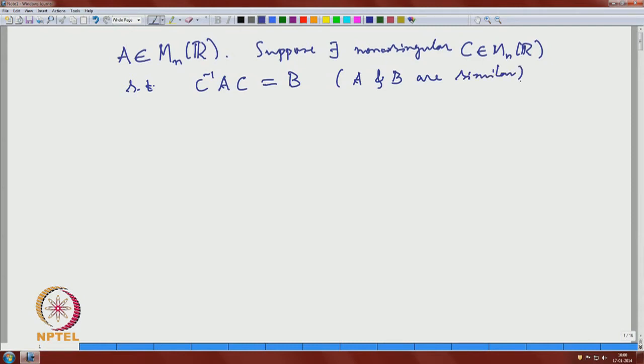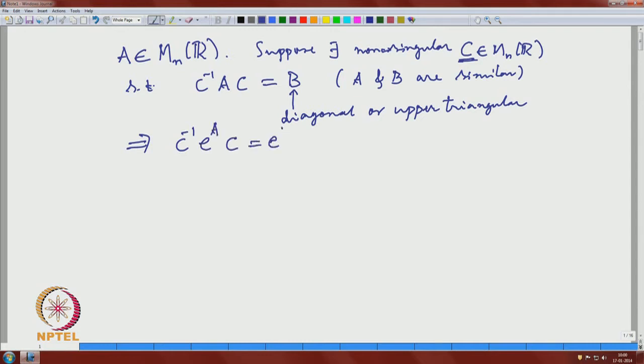So we are aiming at finding a suitable C such that this B is either diagonal or, in the worst scenario, an upper triangular matrix. We will come to this a little later. We also saw that this implies C inverse e to the A C is equal to e to the B. So the exponentials of A and B are also similar.